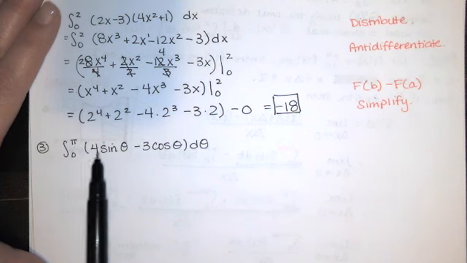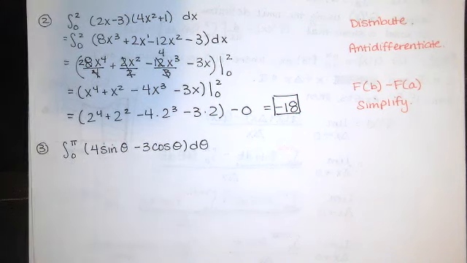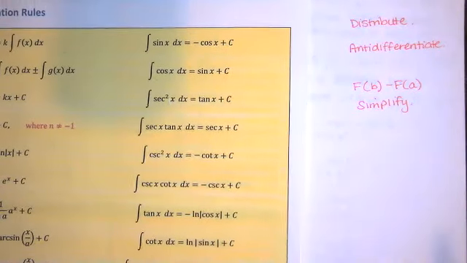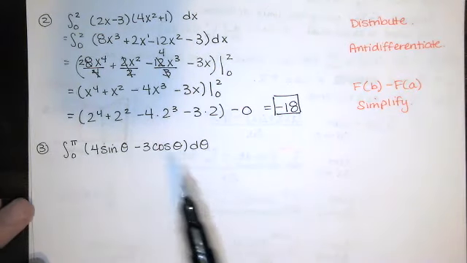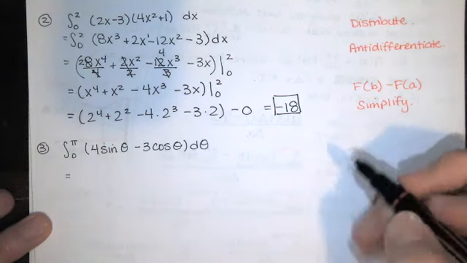So anyway, back to this. Don't be distracted by the theta. You're going to use the exact same rules that you would use over here. You just replace the x's with thetas. And it's ready for basic rules. So we can antidifferentiate. That's always the first step.